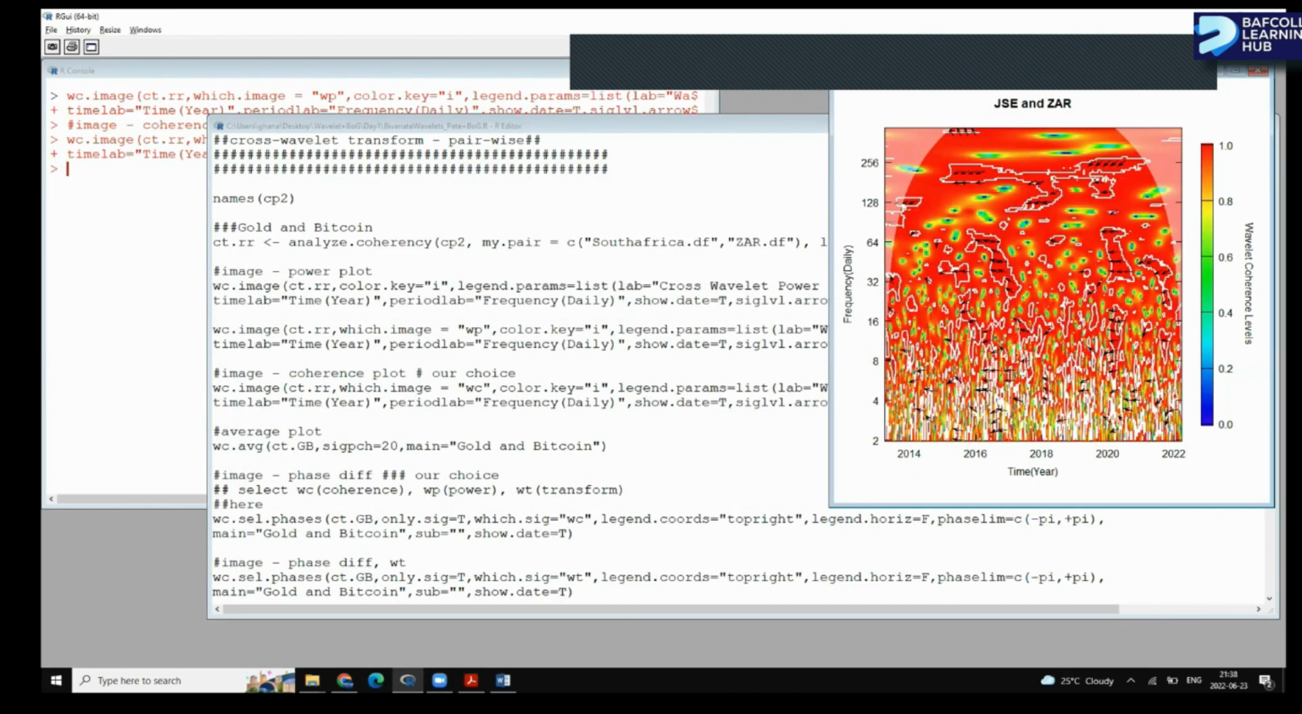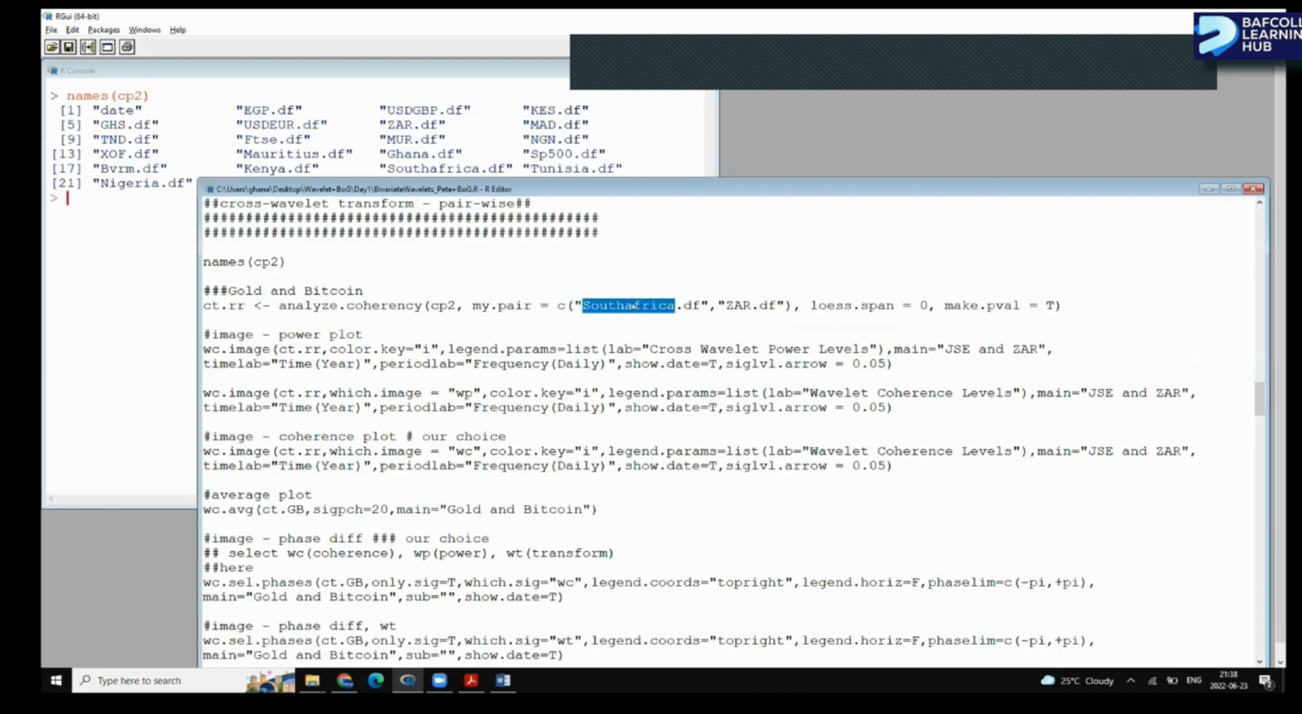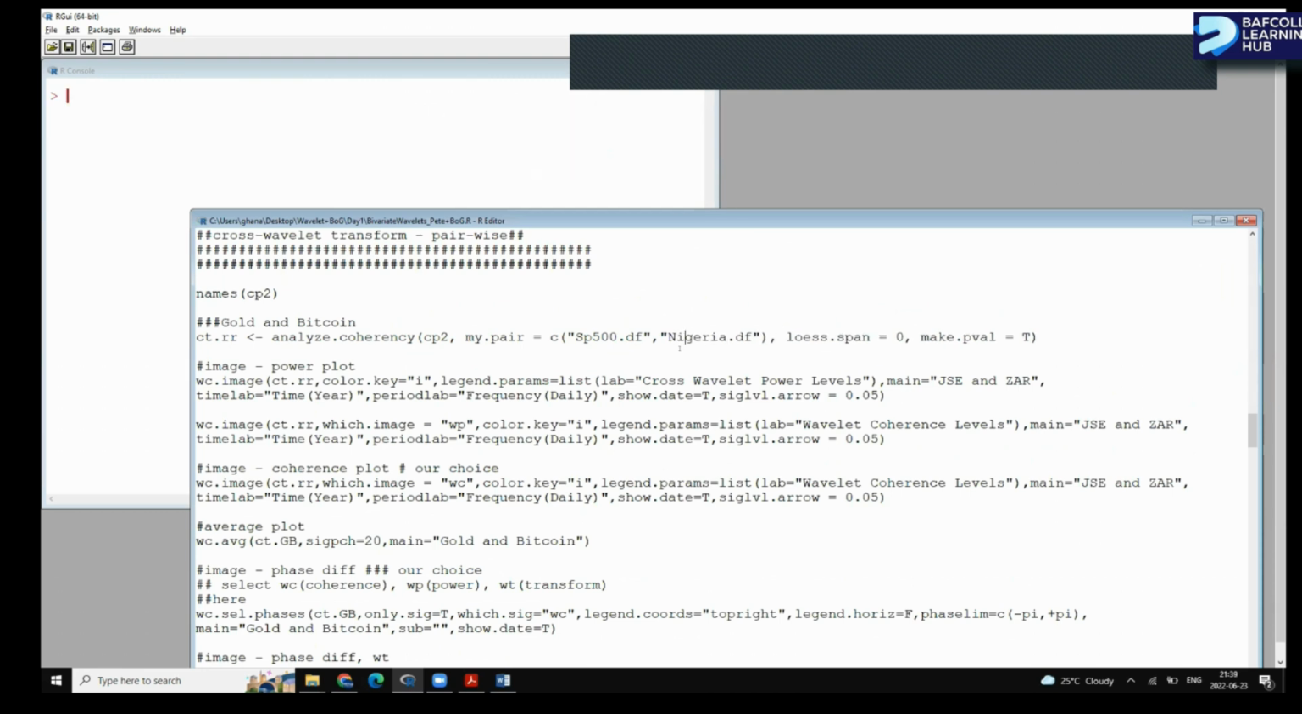Okay, so let's choose different pairs. Another pair and see. Okay, we can do the S&P 500. The S&P 500 and Nigeria. Which one is Nigeria? NGN.df? No, it's written Nigeria in full. The Nigeria.df. You can see it. Okay, let's try that one.